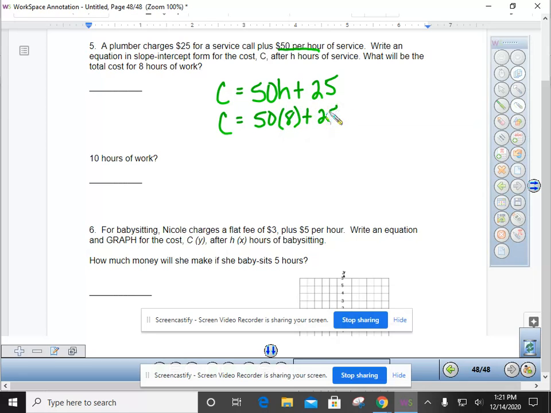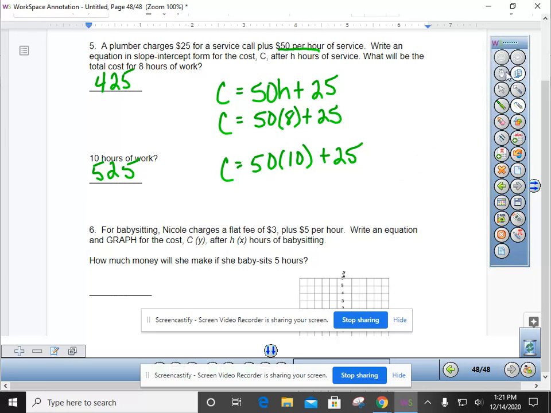And what'd you get for that? 425. And for 10 hours of work, where would the 10 go? Where the H is. And what'd you get there? 525. Good job. Questions so far? Nope.